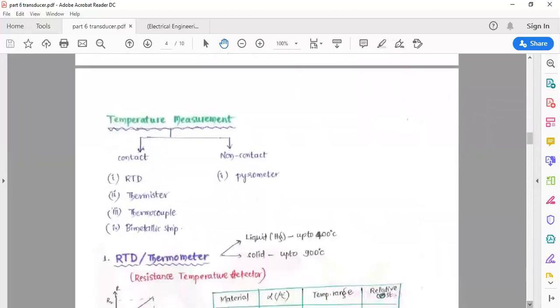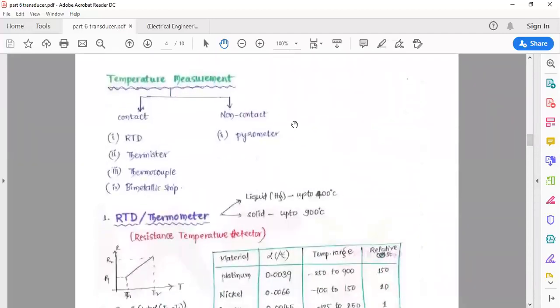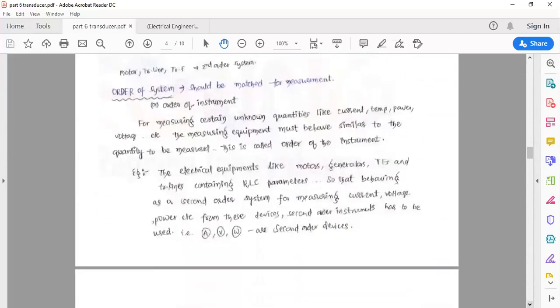Now, next is temperature measurement. How do we measure temperature with the help of a transducer? There are two types of temperature measurement. One is contact, the second one is non-contact. In contact, we have RTD, thermistor, thermocouple, bimetallic strip, and in non-contact, we have the pyrometer. In our syllabus, we have only thermistor and thermocouple. I have described here RTD, thermistor, thermocouple, bimetallic, all four, but since thermocouple is in our syllabus, we will directly discuss thermocouple.